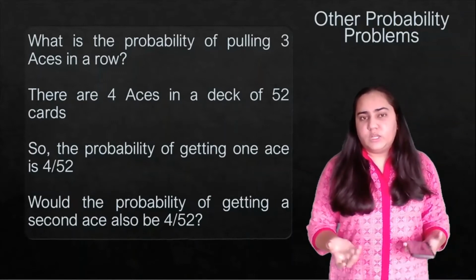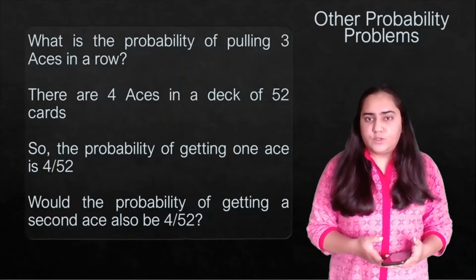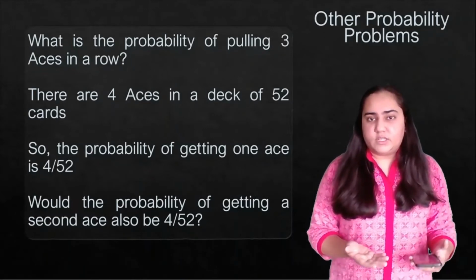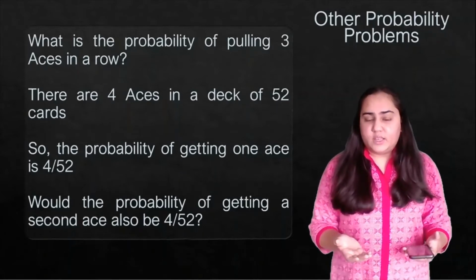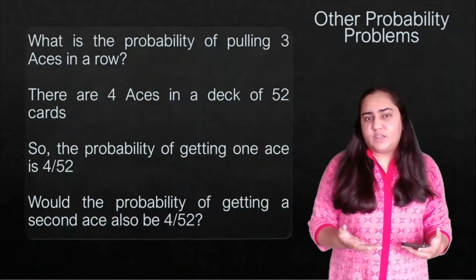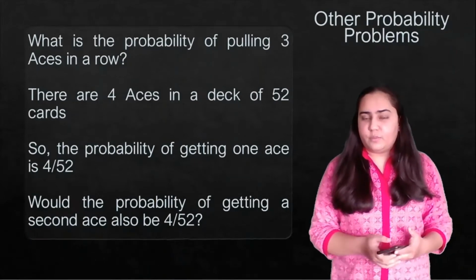If you're doing it three times, then what is the probability that all three times you are going to pick an ace? Remember that there are four aces in the deck of 52 cards. The probability of getting one ace is 4 by 52 definitely. But what about the probability of getting a second ace after you've picked the first one? Would it still be 4 by 52?